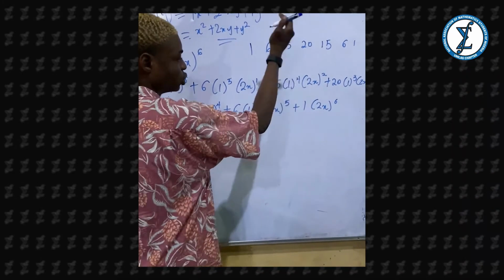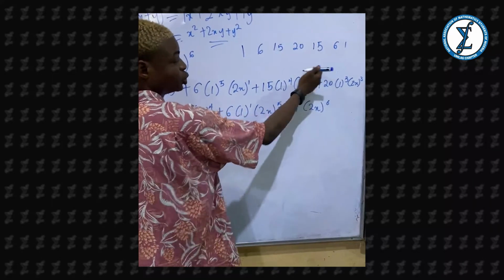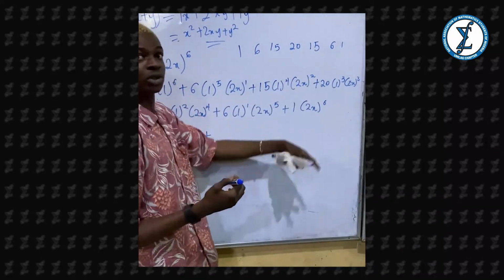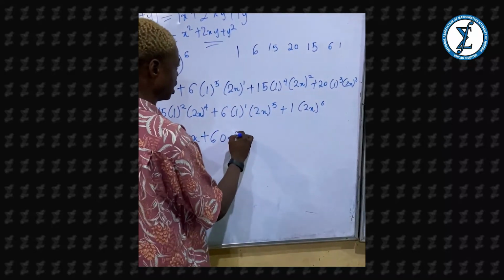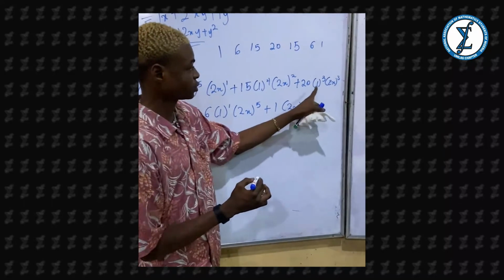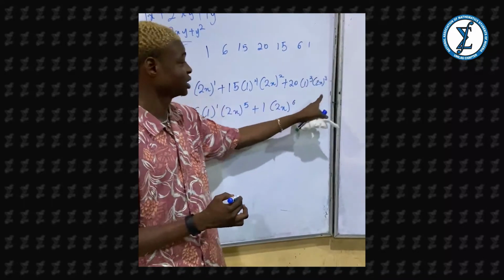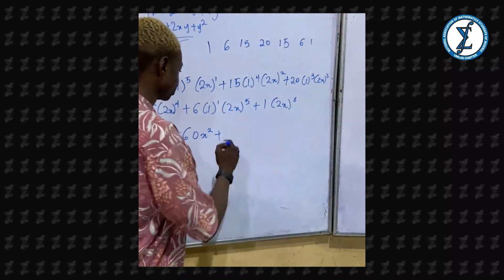Plus, this one goes out 1. 2 raised to the power of 2 is 4. X raised to the power of 2 is x squared. 4 times 15, you have 60x squared. Plus 2 raised to the power of 3, 8. 8 times 20, 160.